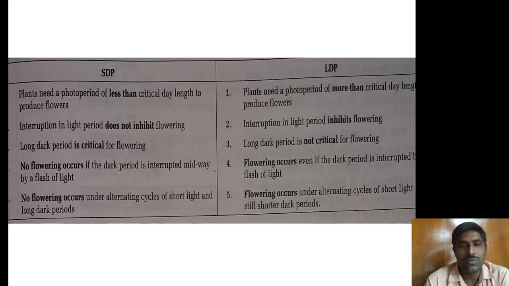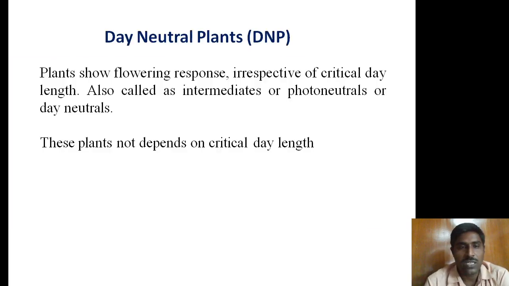Next, the difference between short day plants and long day plants. Here, short day plants need a photoperiod of less than the critical day length to produce the flower. That means they require a photoperiod less than the critical day length. But in case of the LDPs, plants require a photoperiod more than the critical day length to produce the flowers.